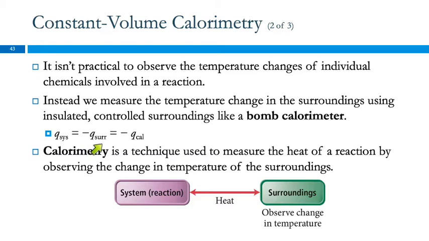So now we're going to make the surroundings a calorimeter. It's really a thing for measuring calories, for measuring heat. So calorimetry is a technique used to measure the heat of a reaction by observing the change in temperature of the surroundings. So we have our system. It's exchanging heat with the surroundings. We observe the temperature change. We can measure the mass and the specific heat capacity of the surroundings. And so we can calculate the heat that was exchanged. We set this up so that the change in volume is 0, and then we don't have to worry about the work term.